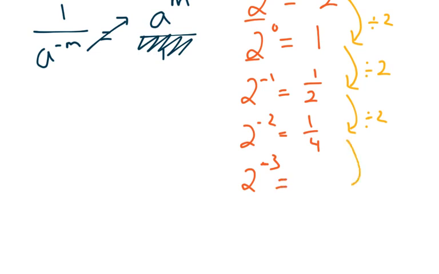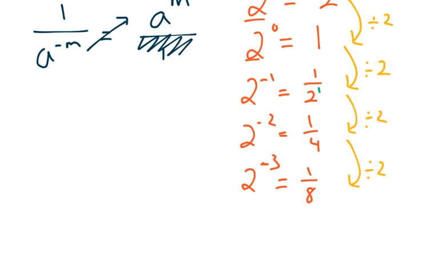Bring our arrow one more time, divide by 2. Half of 1/4. If I have a fourth of a pizza and I cut it in half, how much of the original pizza do I have? That would be 1/8. Okay, well, how could we rewrite 1/2, 1/4, and 1/8 with positive exponents?